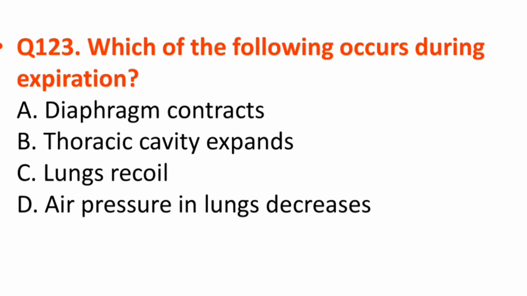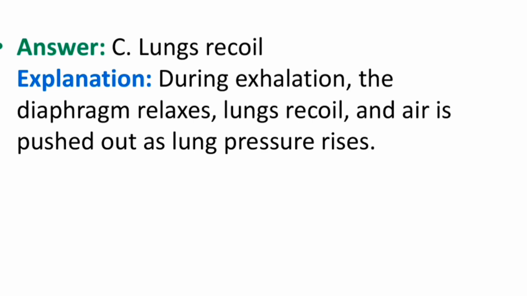Which of the following occurs during expiration? Option A, diaphragm contracts. Option B, thoracic cavity expands. Option C, lung recoil. Option D, air pressure in lungs decreases. The correct answer is option C, lung recoil. During exhalation, the diaphragm relaxes, lungs recoil, and air is pushed out as lung pressure rises.